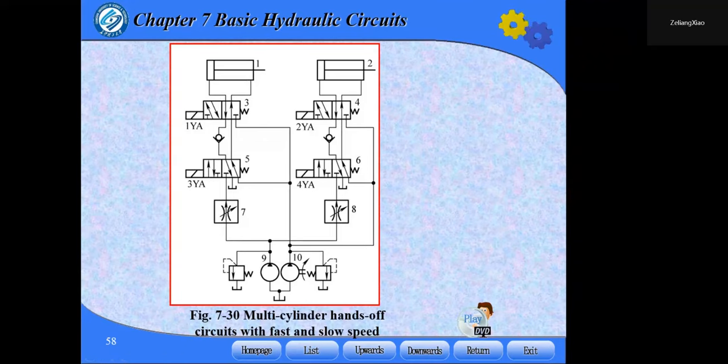Fast and slow motion speed of the circuit will be realized by oil supply from a small or large displacement pump. Each uses a solenoid, the solenoids 1Y and 2Y, for the functions of sequence.